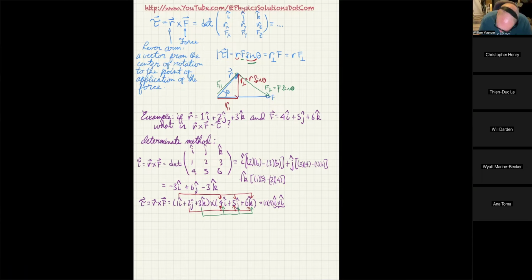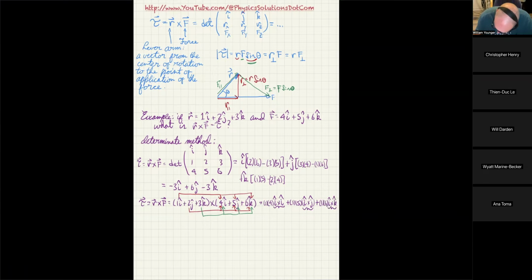Now I've got to do the second one, which is 1 i hat cross 5 j hat. So that's going to be 1 times 5, and then it's i hat cross j hat, and that's something we can work out. Now I'm going to do the third one, which is 1 i hat and 6 k hat. So that's going to be 1 and 6, and then it's i hat cross k hat.